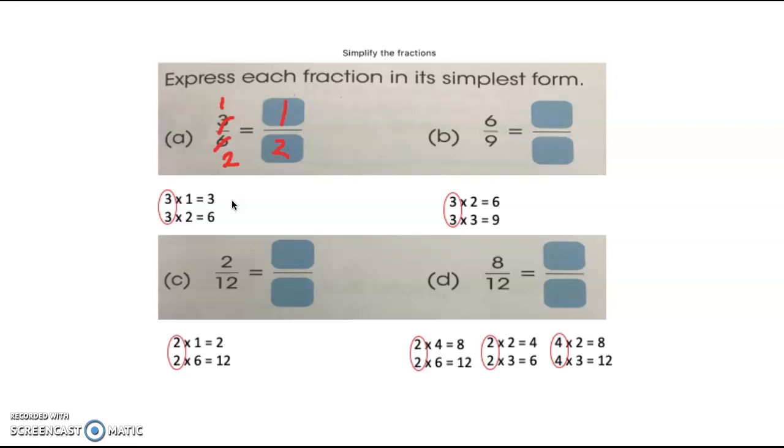For example, 3 times 1 equals 3. So 3 is a multiple of 3. 3 times 2 I get 6. 6 is a multiple of 3. 3 times 4 I get 12. 12 is a multiple of 3. When 3 is multiplied by something, the results which I get are multiples. So the times tables, you know, 2 times table, 3 times table, these are nothing but multiples.